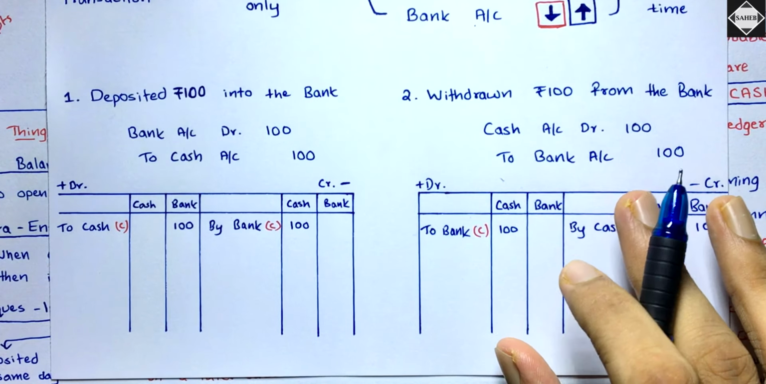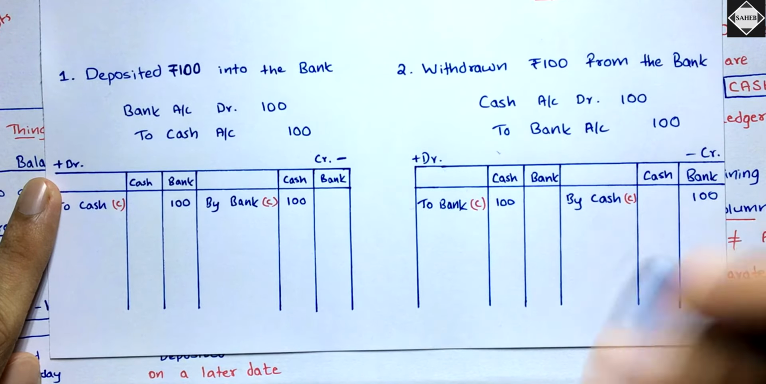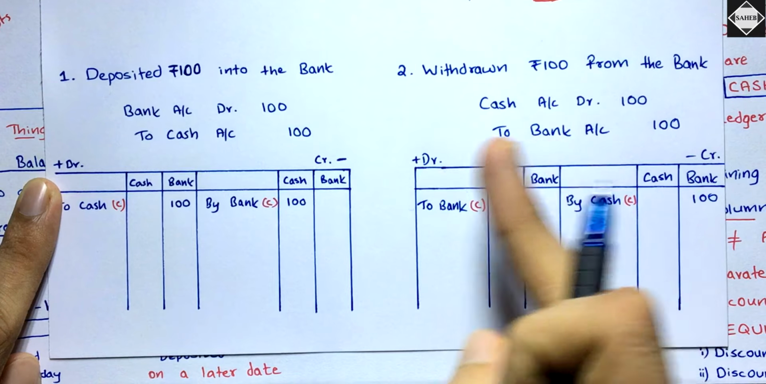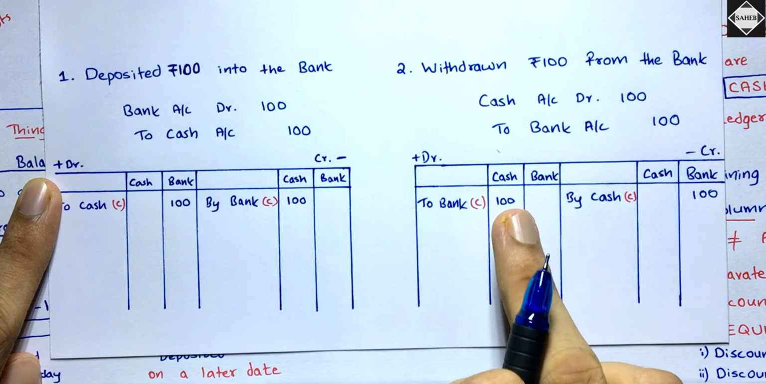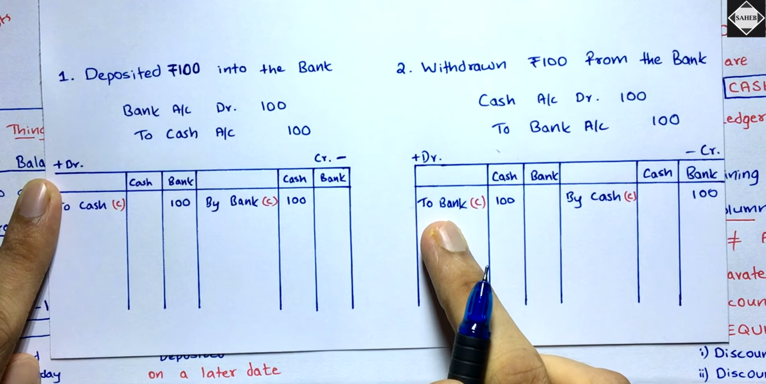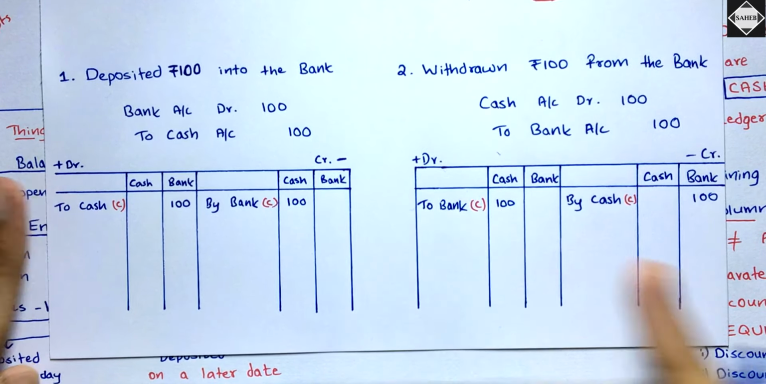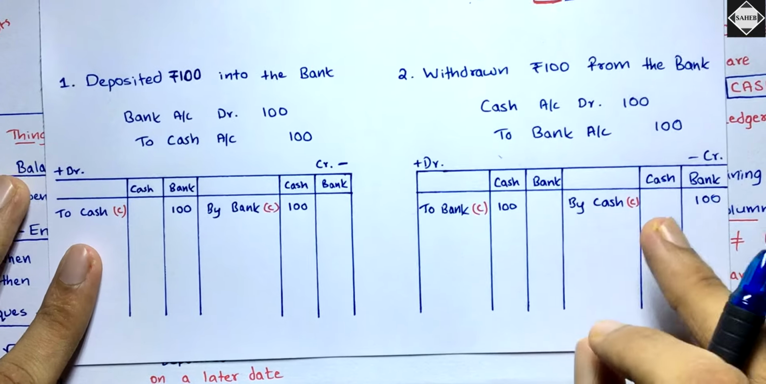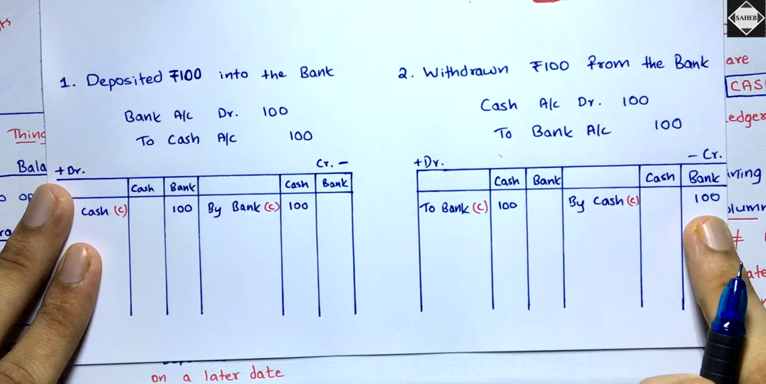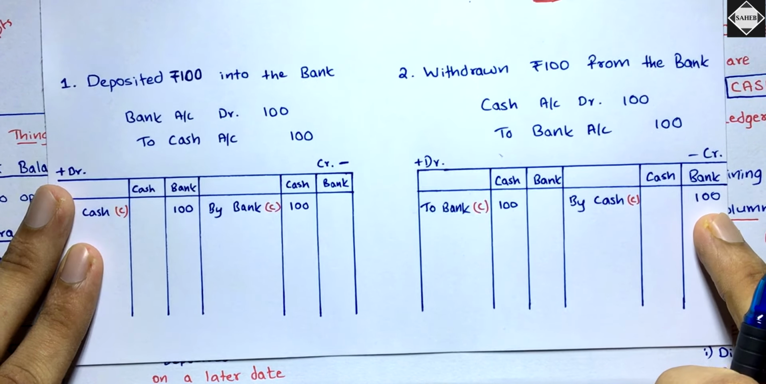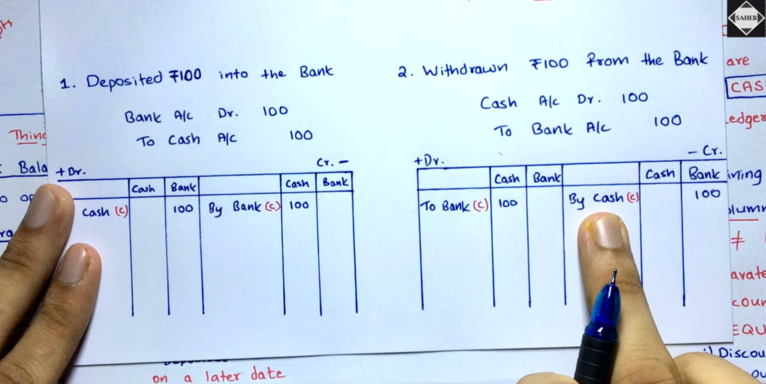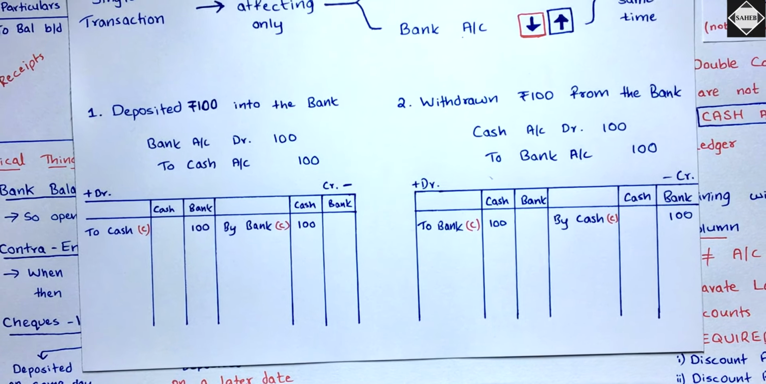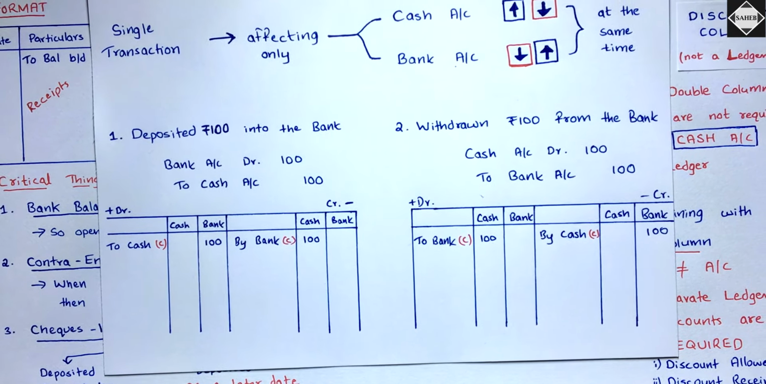The recording in the double column cash book is also really simple. See here, cash is increasing, so cash has to be debited, 'to bank'. Write the amount in the cash column, because you have withdrawn money from the bank. And then the other effect is also in the same double column cash book only. That's why it's a contra entry. Bank balance has been decreased, so write the amount in the credit column of bank. That's 100. Why has the bank balance decreased? Because you have taken cash out from the bank, so 'by cash'. That's how you will record a contra entry transaction, and this is what contra entry transactions are. Simple, right? It's easy, right?